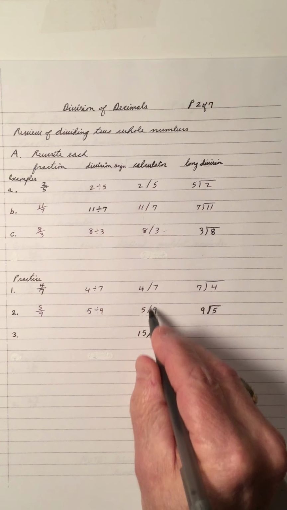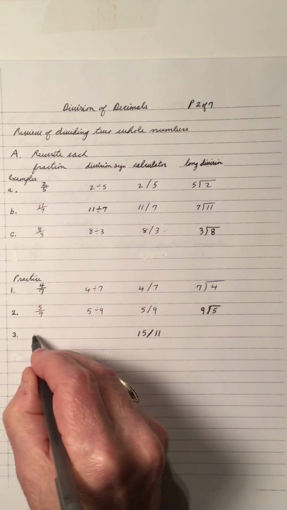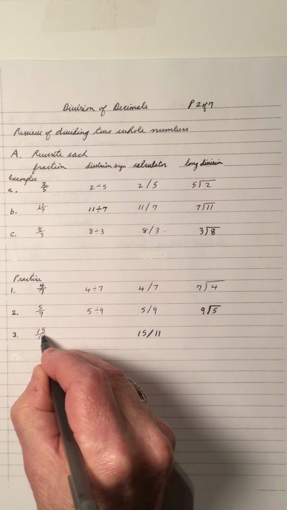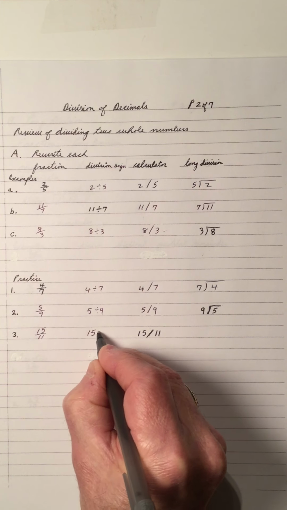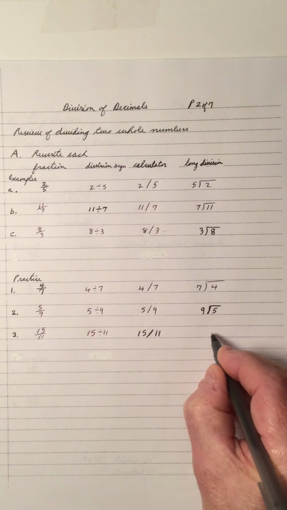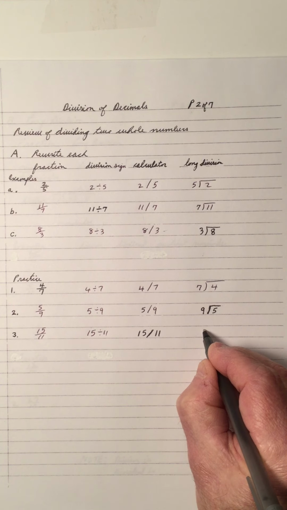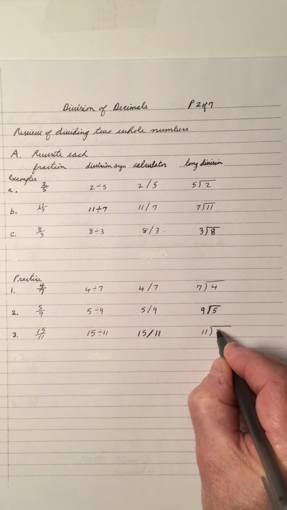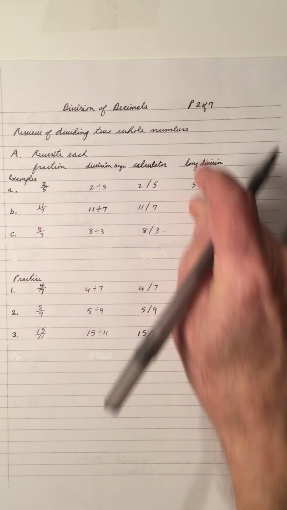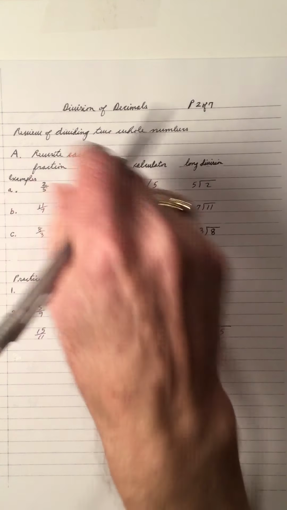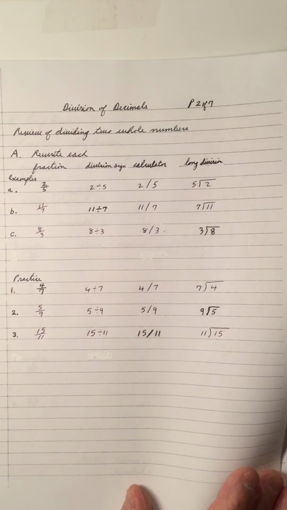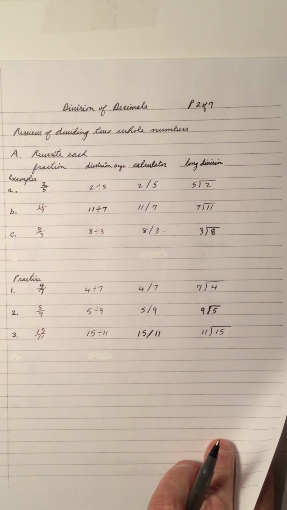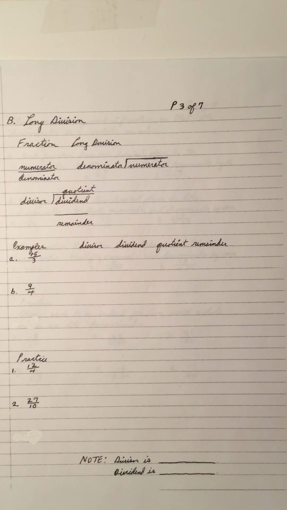And if the calculator has 15 divided by 11, it's 15 over 11, 15 division 11. If you're doing it the long way, it's 11 divided into 15. So notice the long way to divide is backwards in relation to the calculator, division sign, etc. Let's look at long division.